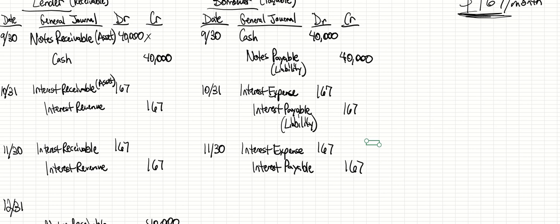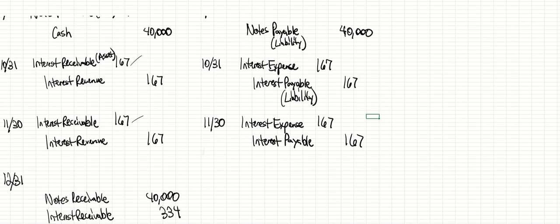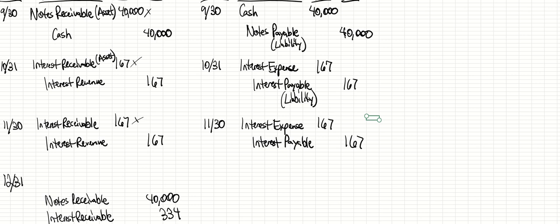Number two, we have some interest receivable that we did record in October and November 30th. These two items in interest receivable that were recorded in October and November will also need to be eliminated. So we're just going to take 167 from October 31st plus 167 from November 30th. That's going to give us $334. So interest receivable needs to be credited for $334. That's going to eliminate these two balances shown in October and November in interest receivable. So that's number two.